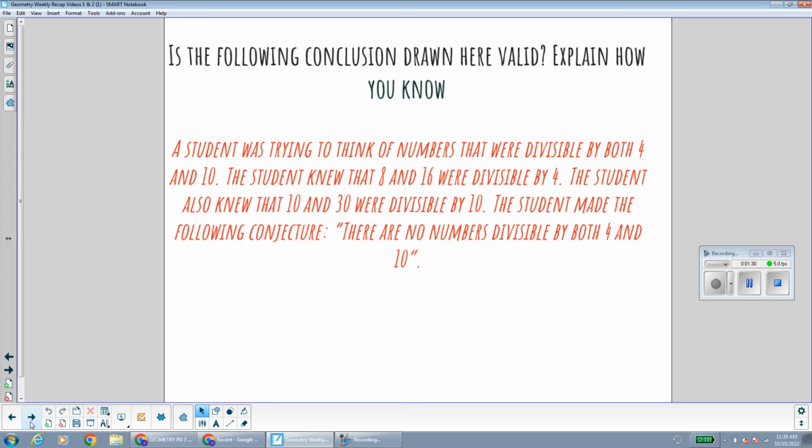You might be thinking, well, I can think of some numbers that are divisible by both 4 and 10. How about 40? How about 80? How about 160? There's actually an infinite number of numbers that are divisible by both 4 and 10. This is another example of inductive reasoning, and we're beginning to see what the problem is with inductive reasoning.